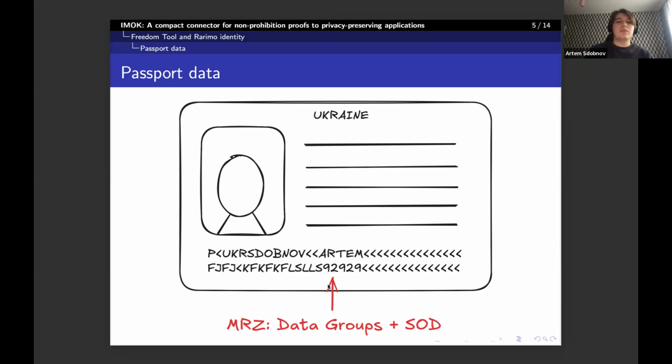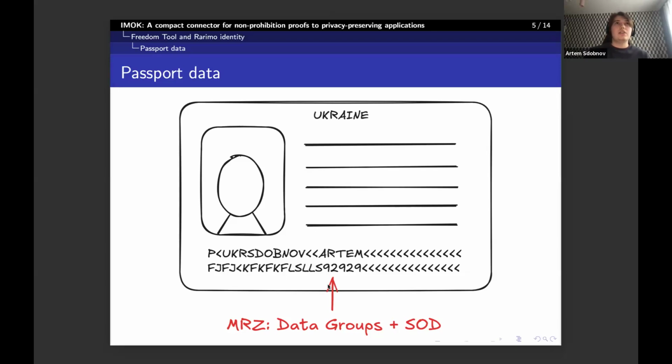Such data groups could include your personal information, like your photo, name, surname, nationality, age, and other information. Also, there are some data groups that have an authentication key pair, with which you could verify that your passport is legit.